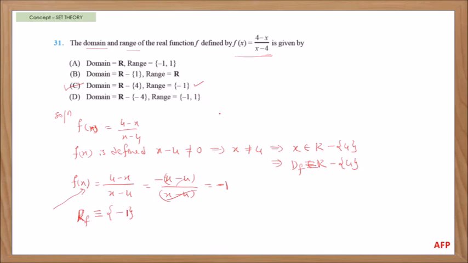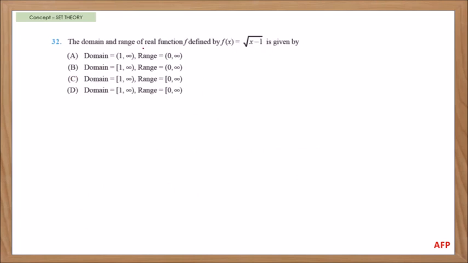Okay, here it is. So this completes the problem. Next one. So the domain and range of f of x equals the square root. Under the square root, I already told you the domain concept: x minus 1 should be greater than or equal to 0. This implies x should belong to [1, infinity). This implies the domain of f is nothing but [1, infinity).